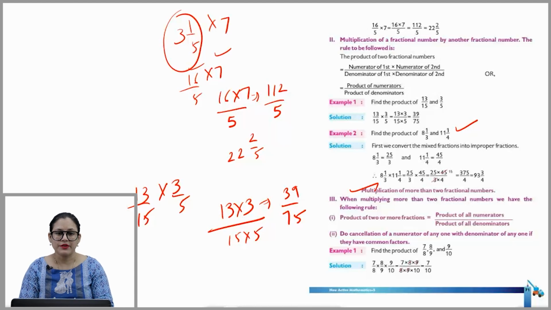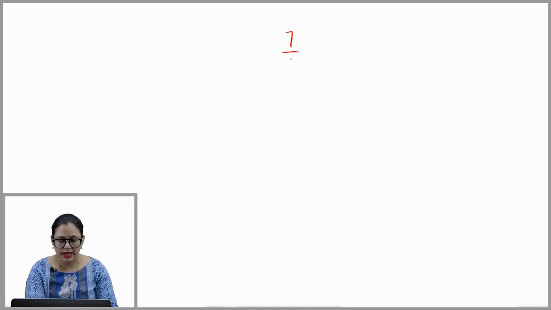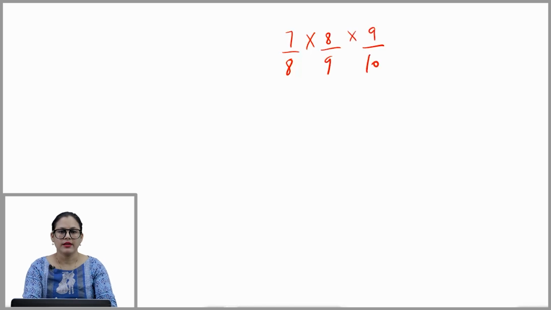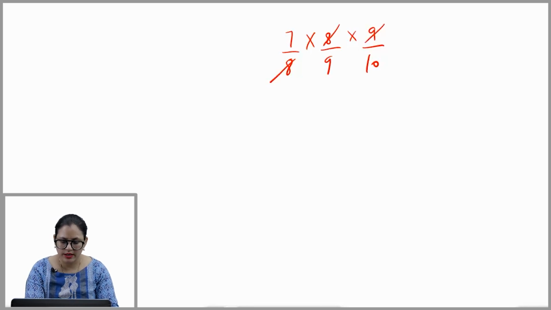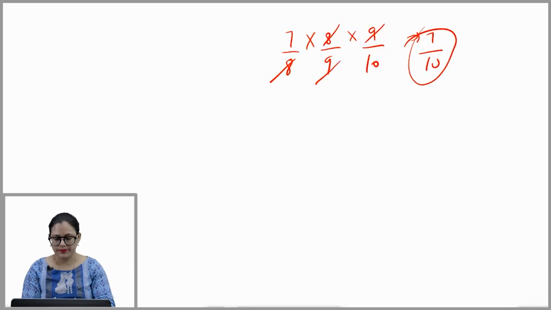See, find the product of these three fractions: 7 by 8, 8 by 9 and 9 by 10. We can cancel them out if any of them have common factors, like 8 goes, 9 goes. So we have remaining 7 by 10.